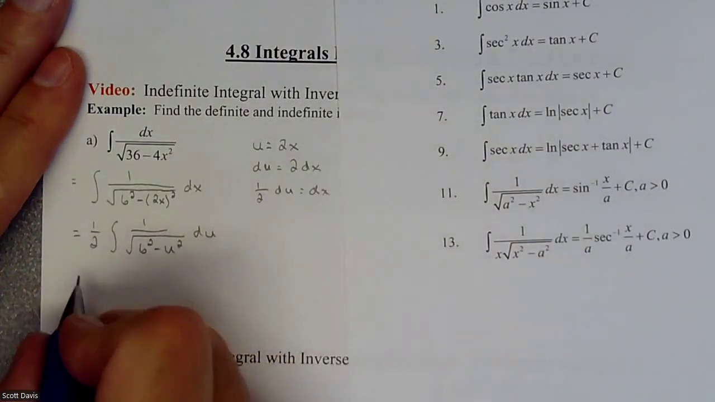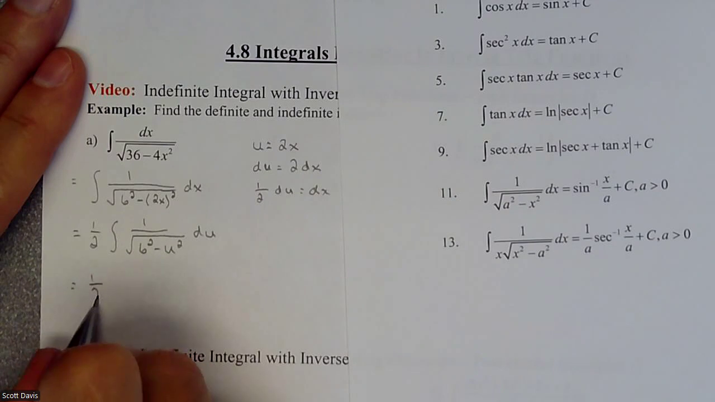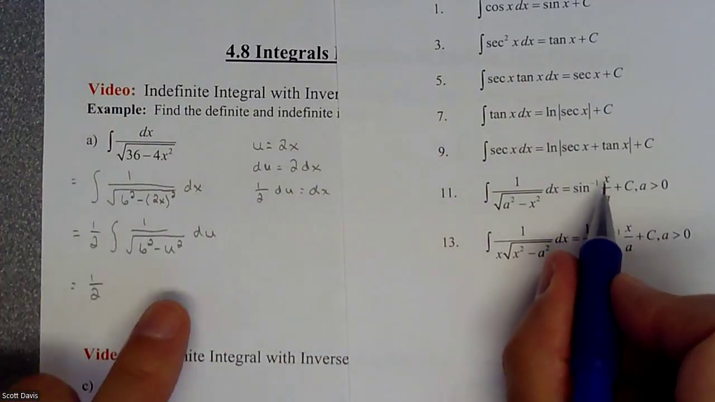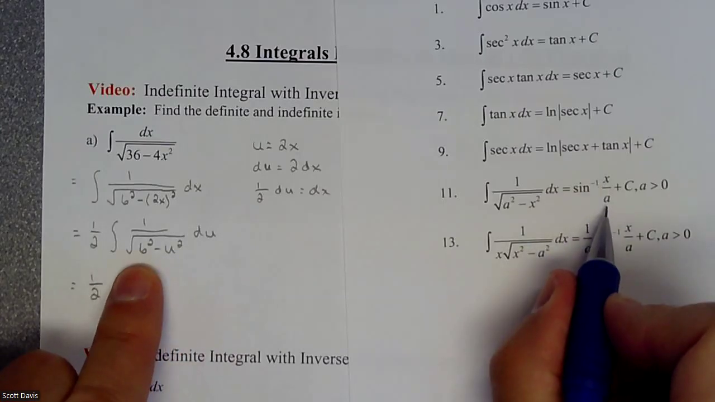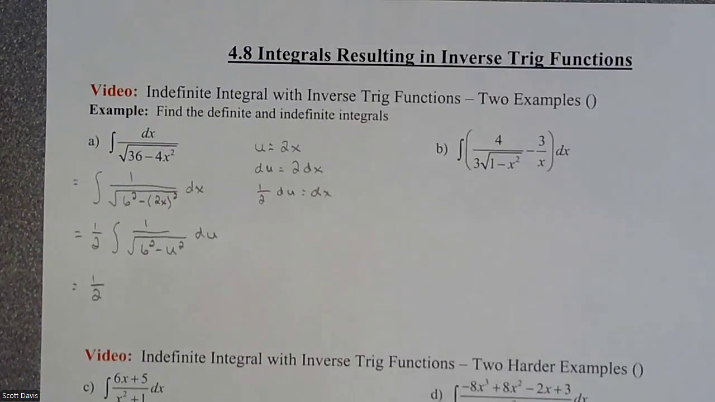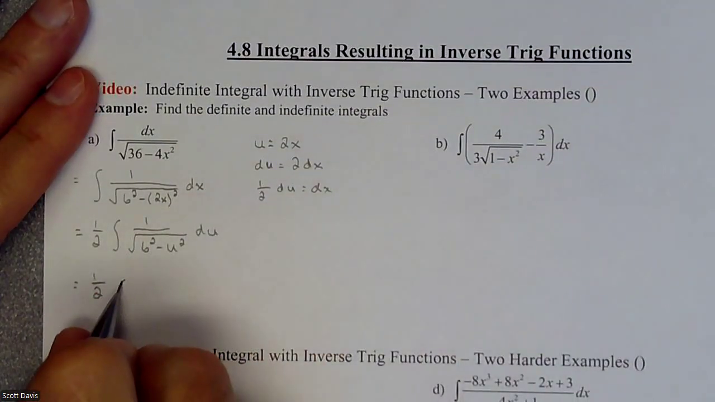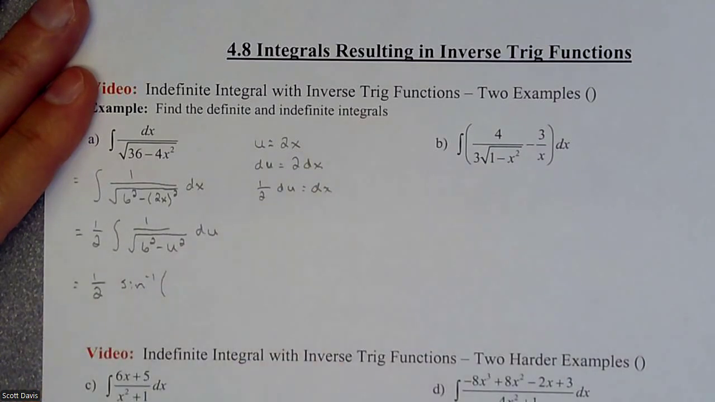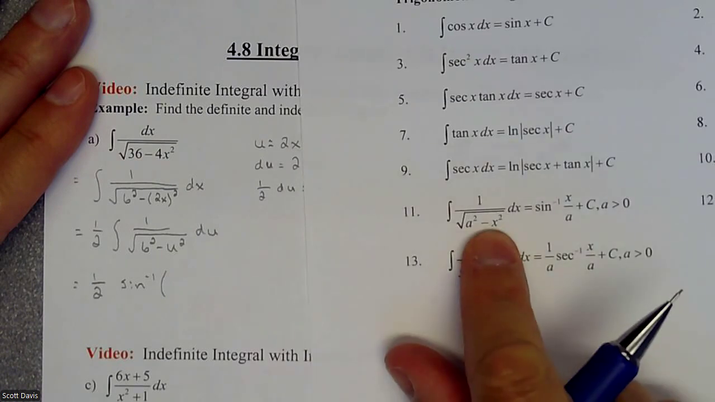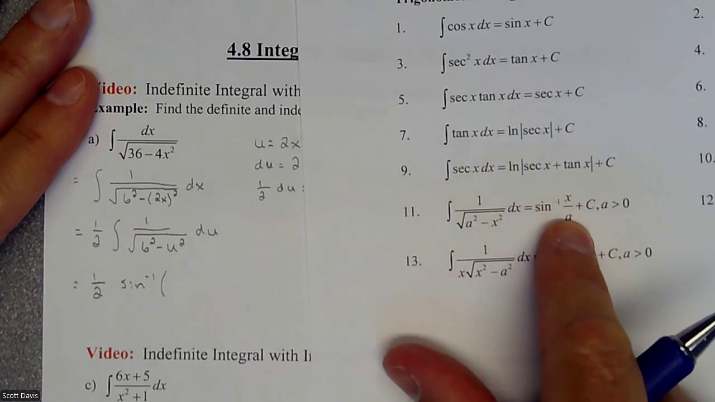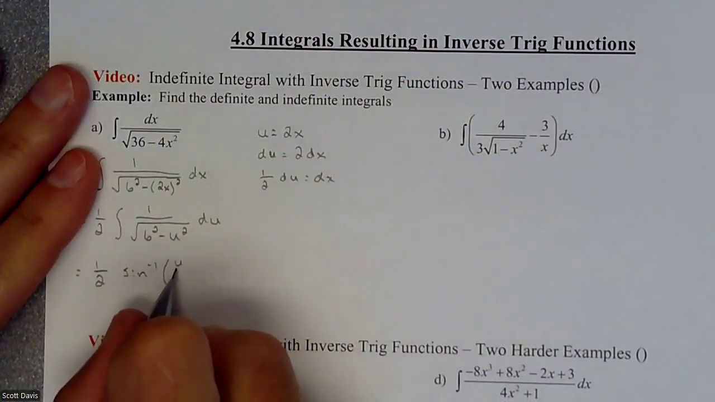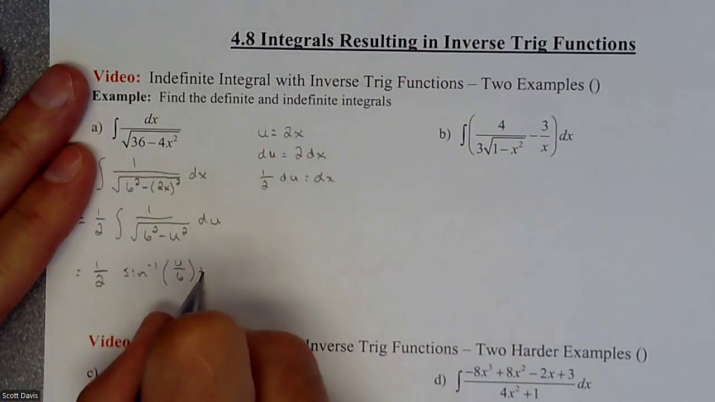If I sub in my pieces, I bring this 1/2 down, and then I'm going to have inverse sine of u divided by 6. And then we'll pull the original x back into it. So we're going to have inverse sine of, again, u divided by 6 plus c.